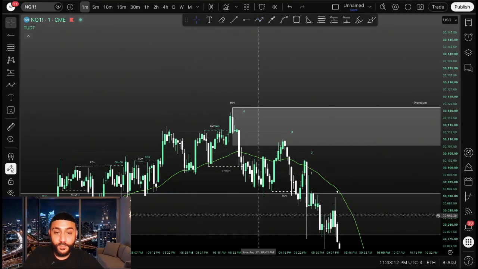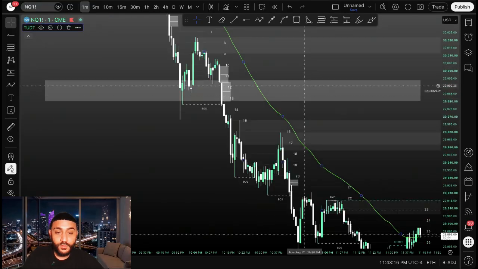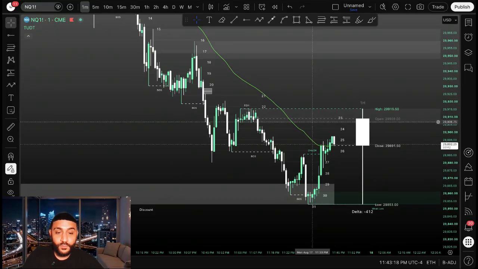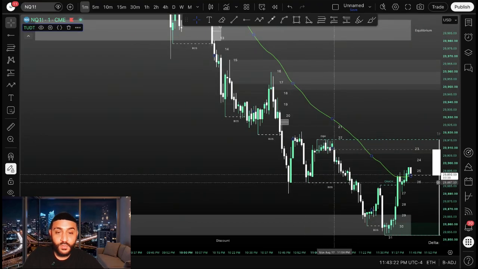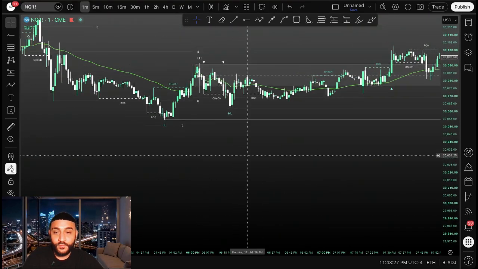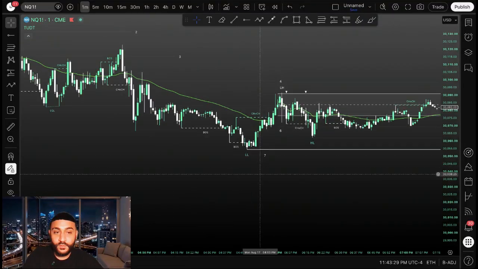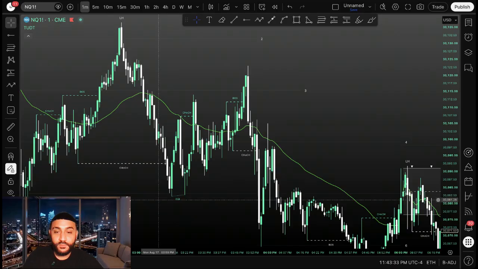So let's say we can find an equal low here somewhere. Do we have any equal lows? We don't have any equal lows on this side. Let's see if we can find something over here. Okay, so here's an equal low. Same thing, just opposite direction.